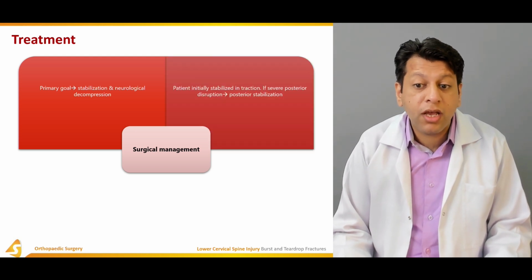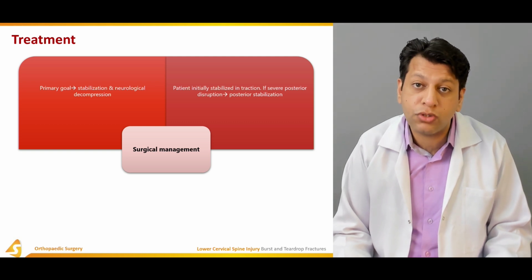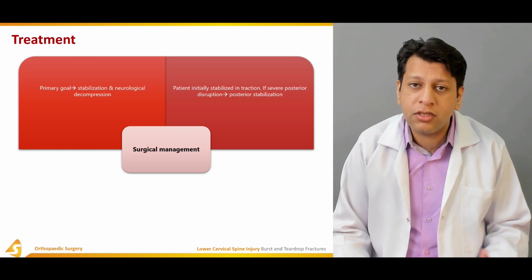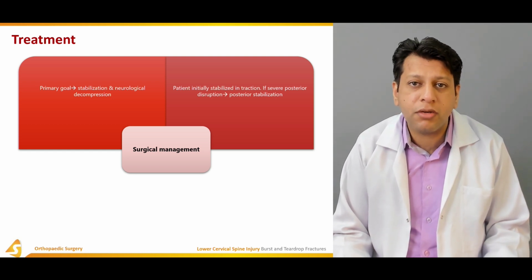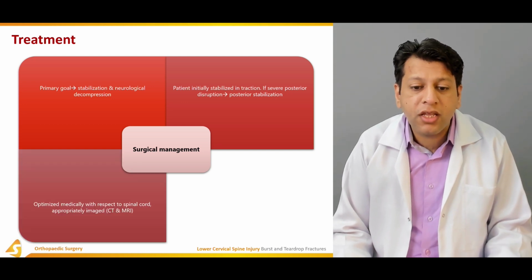The patient is initially stabilized in traction. If there is severe posterior disruption, posterior stabilization is also indicated. And usually in most of the cases, the discoligamentous complex is disrupted and that requires a posterior fixation. The patient is optimized medically with respect to the spinal cord and appropriately imaged.